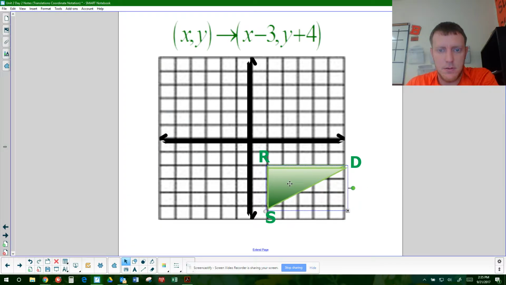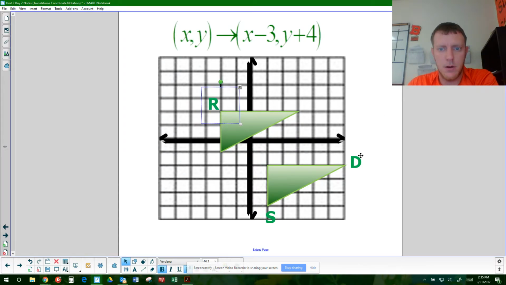All right, so if you did this right, then this is what it should have looked like. I went left 3 and up 4. 1, 2, 3, 4. Very good. And then over here would be my R prime, my D prime, and my S prime. Make sure you have the prime symbols there.